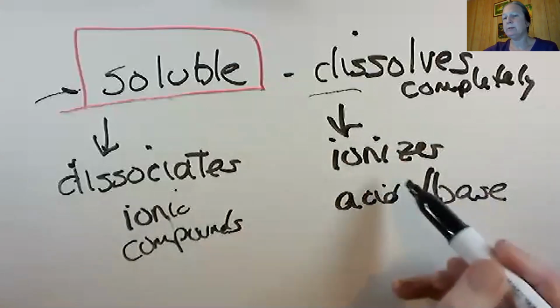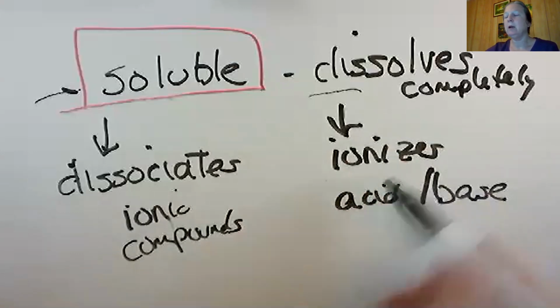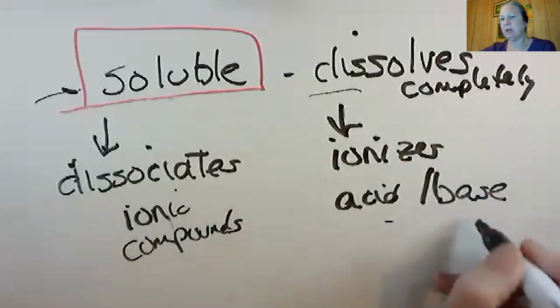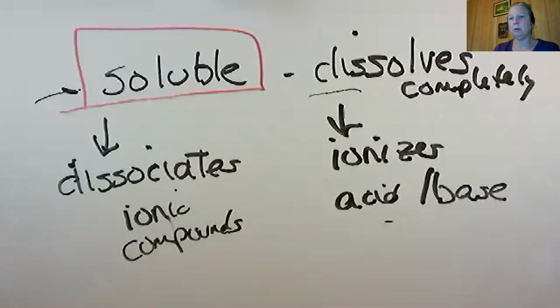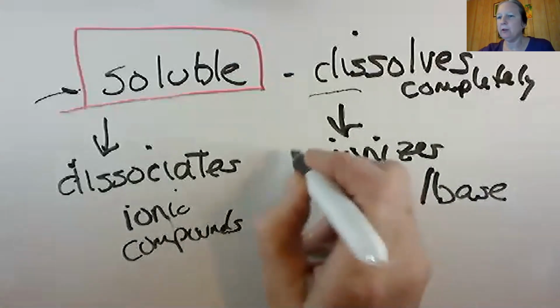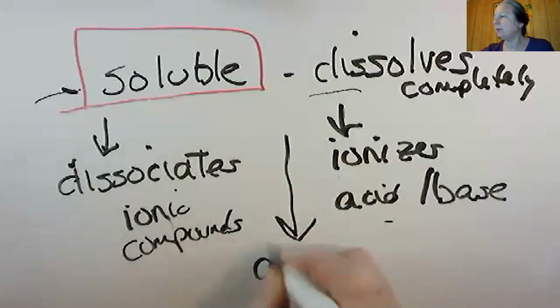But ionization, and I'm just introducing you to these terms right now, we're going to get into detail. This is acid-base chemistry, and you start with a molecule, a covalent molecule, and you actually create ions. And this is a chemical reaction with water. And the third is it simply dissolves.